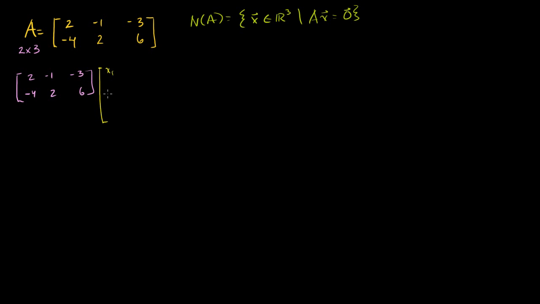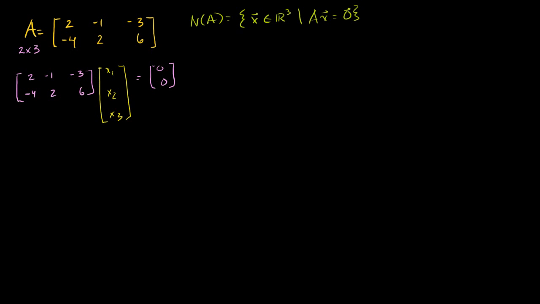So you get x1, x2, x3. And you set them equal to the 0 vector. It's going to be the 0 vector in R2 because we have 2 rows here. You multiply a 2 by 3 matrix times a vector in R3, you're going to get a 2 by 1 vector or a 2 by 1 matrix. And to solve what is essentially a system of equations, you get 2x1 minus x2 minus 3x3 is equal to 0, and so on and so forth.